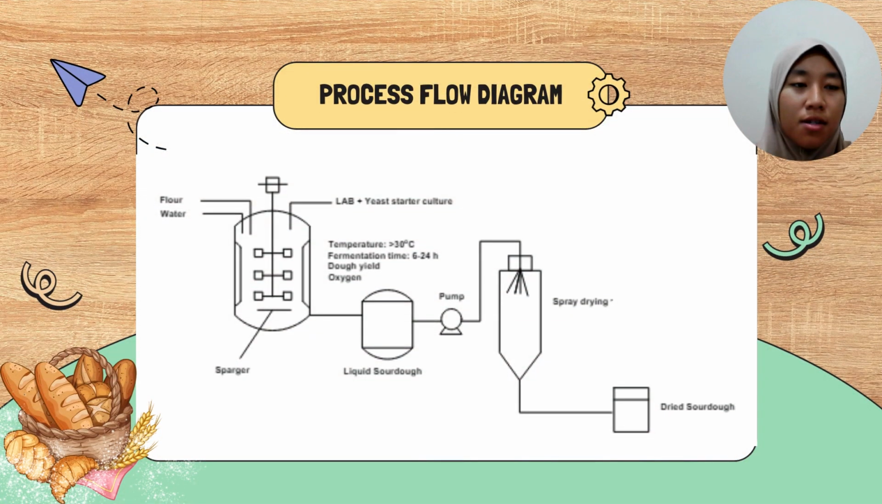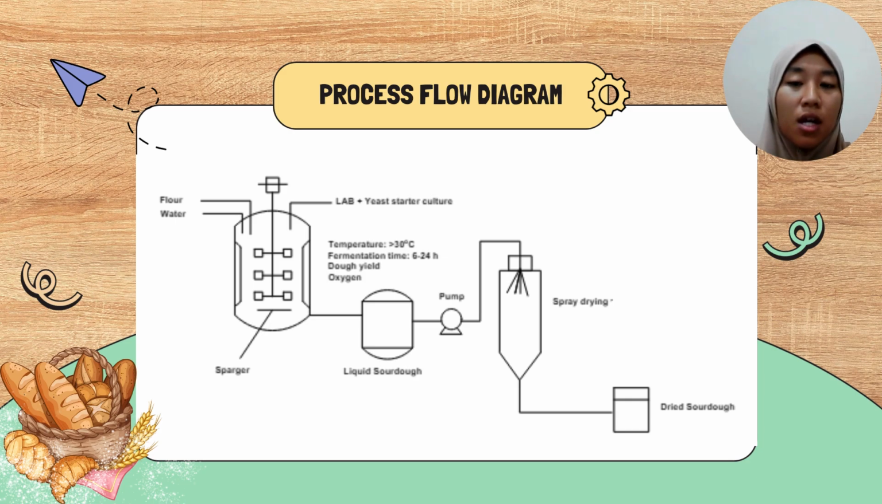Next is the process flow diagram, which is PFD. This is where we draw the process of how we want to make the sourdough bread. First of all, we use a bioreactor. We introduce the flour, water, and the microorganisms, which are lactic acid bacteria and then yeast as a starter culture.